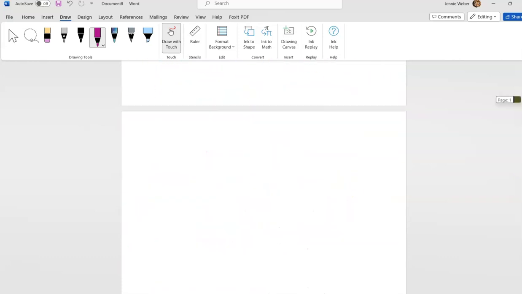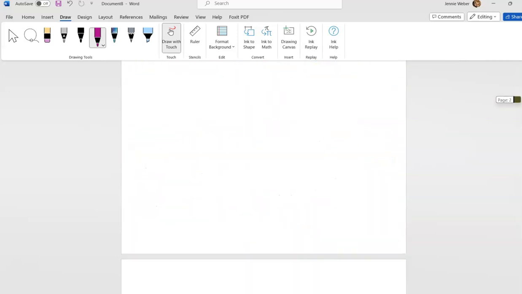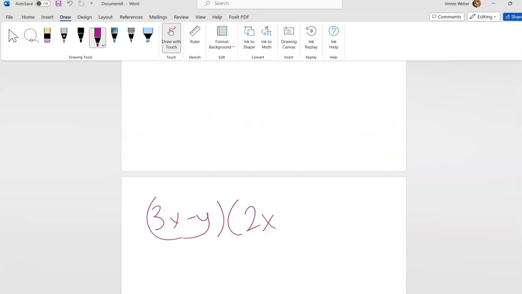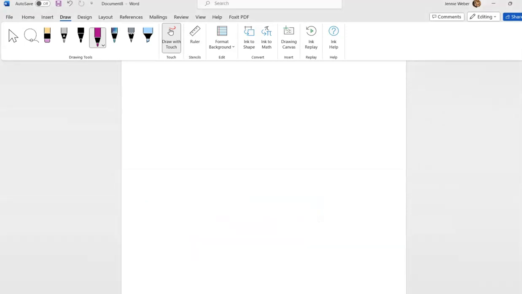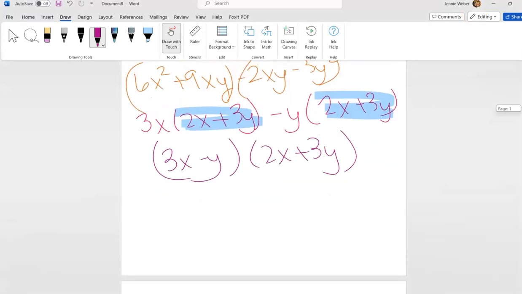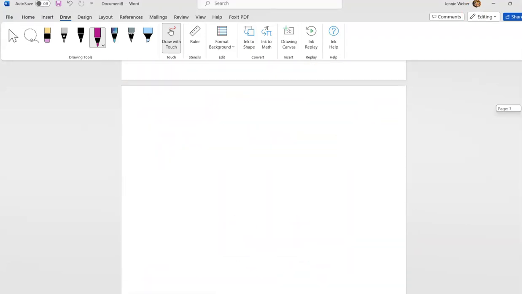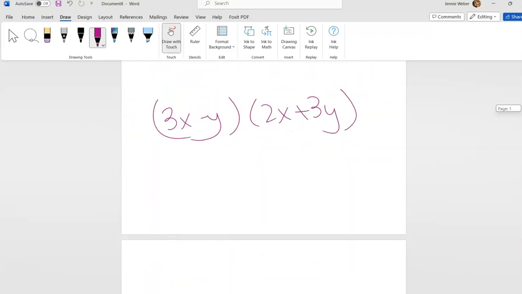So what I'm going to do is come down a couple pages. Maybe 3x minus y, and then 2x plus 3y, I think. So much easier when you're not doing it when you have one big page. Okay, there we go. So 2x plus 3y. I've got to hold on to this. 3x minus y. Yep, okay, cool.